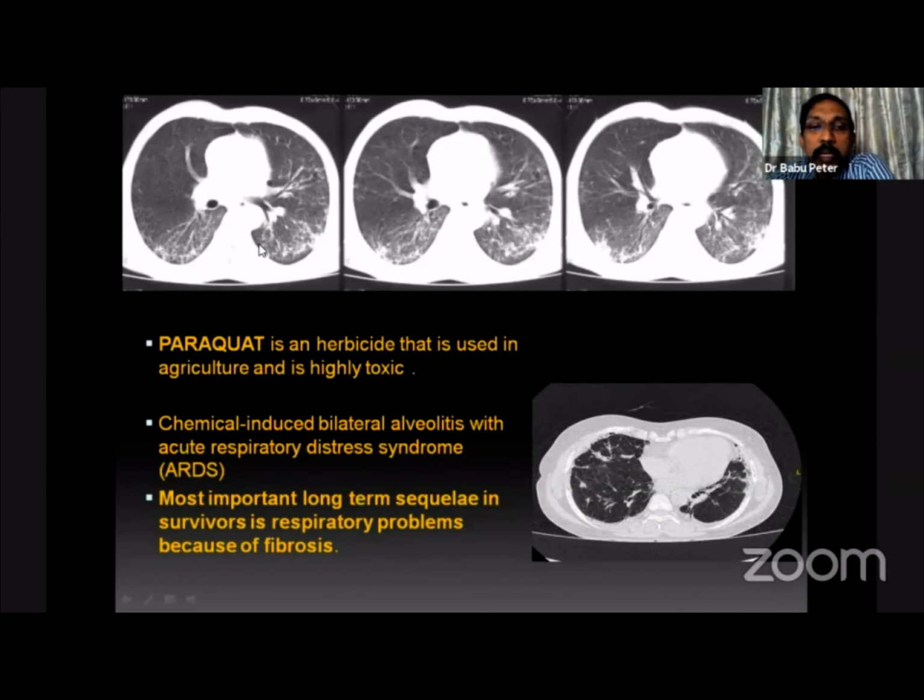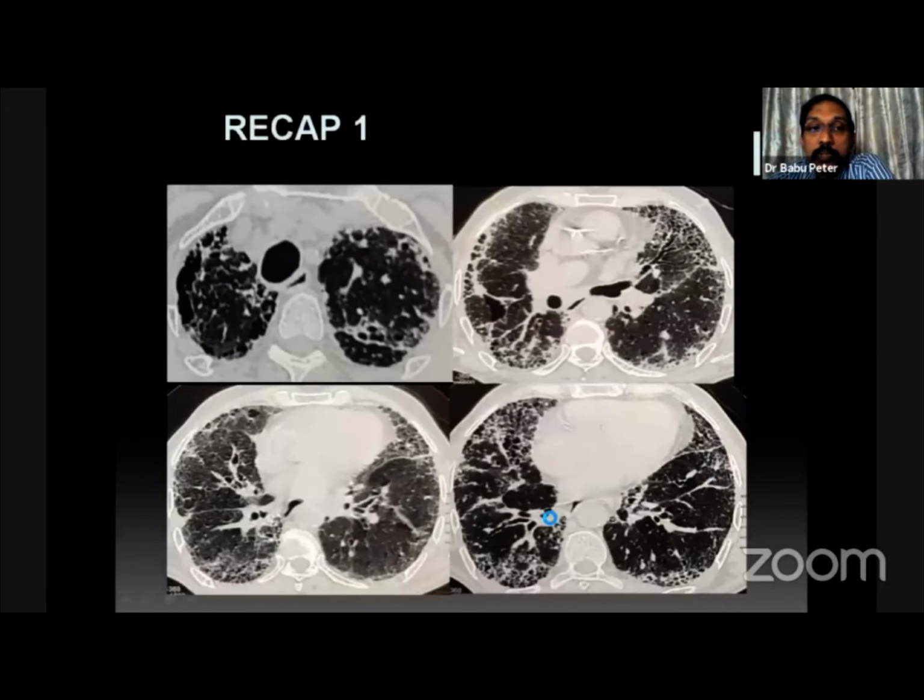So basically, what is paraquat? It is a herbicide that is used in agriculture, which is highly toxic. It basically causes bilateral alveolitis, which is chemical induced and may present as acute respiratory distress syndrome. And recovery of patients may result in fibrosis, which can cause respiratory problems. So we shall just now see some recap of these patterns. You can have a recap or just recognize these abnormalities.